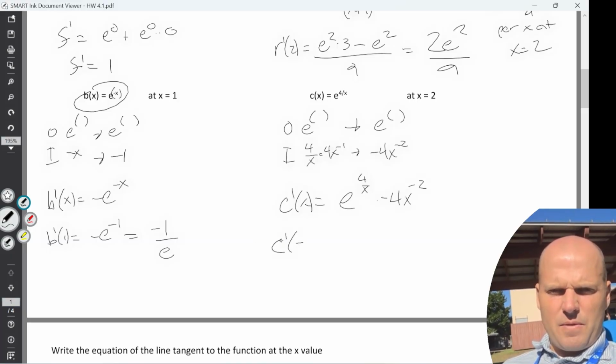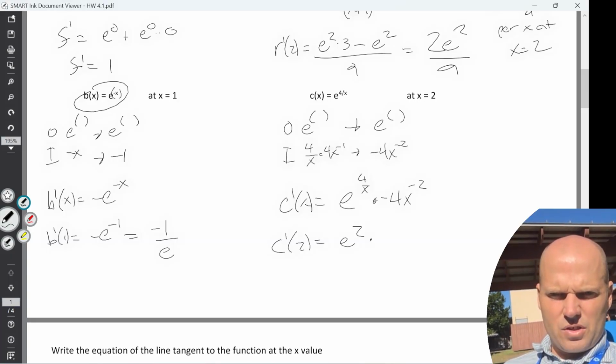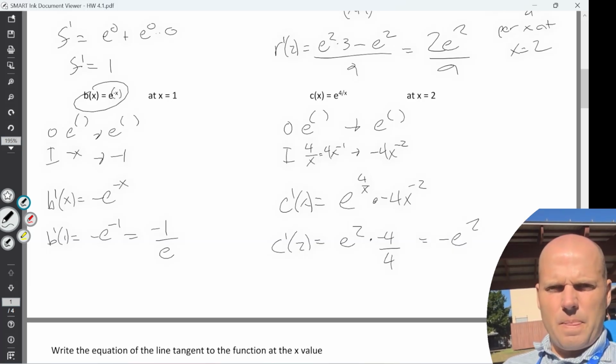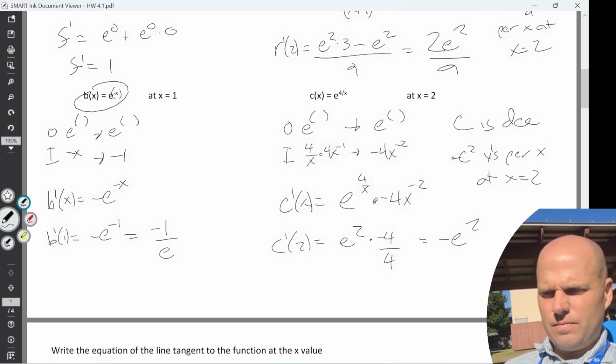And c prime of 2 would be e squared times negative 4 over 4, which is negative 1, so it's negative e squared. We'd say c is decreasing by negative e squared y's per x at x equals 2.